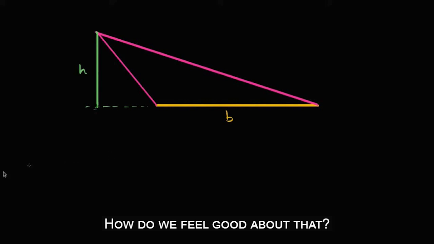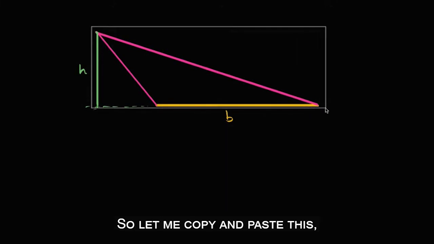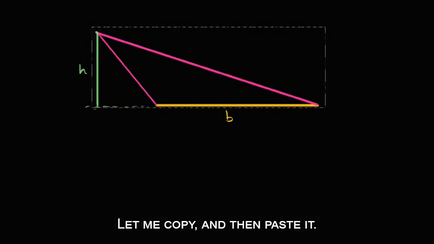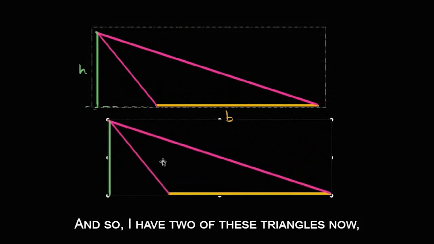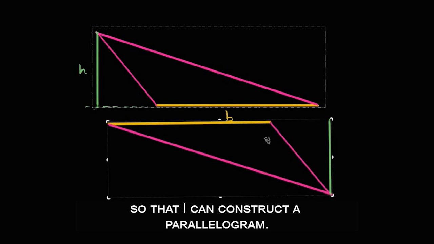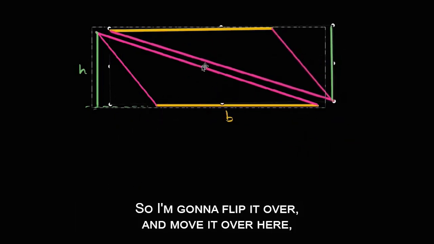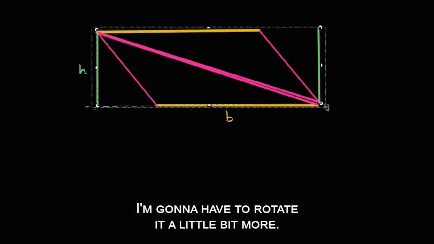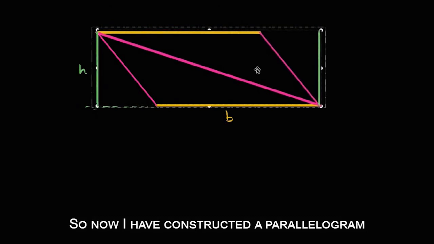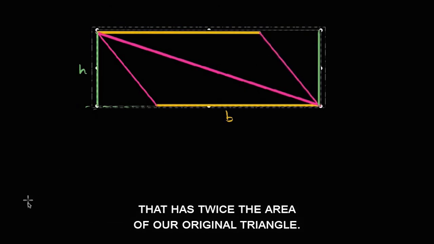How do we feel good about that? Well, let's do the same magic here. So let me copy and paste this. Whoops, that didn't work. Let me copy and then paste it. And so I have two of these triangles now, but I'm going to flip this one over so that I can construct a parallelogram. So I'm going to flip it over and move it over here. I'm going to have to rotate it a little bit more. So I think you get the general idea. So now I've constructed a parallelogram that has twice the area of our original triangle.